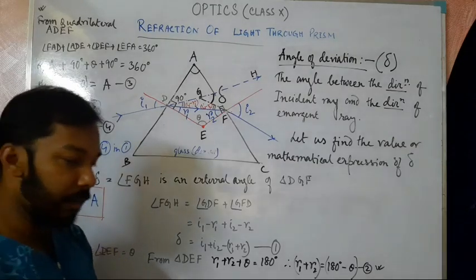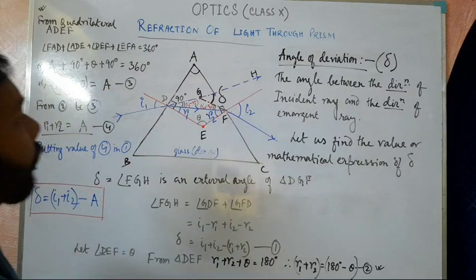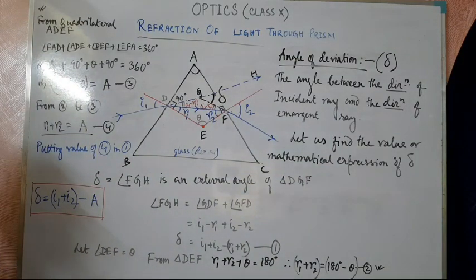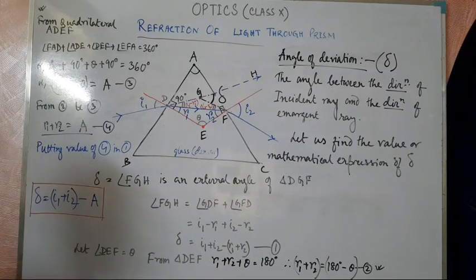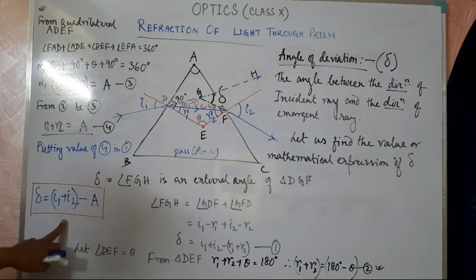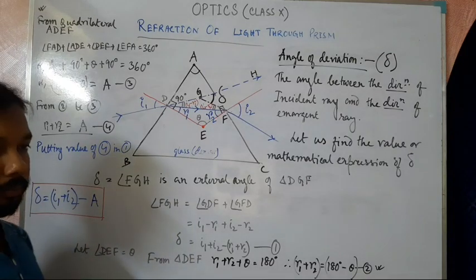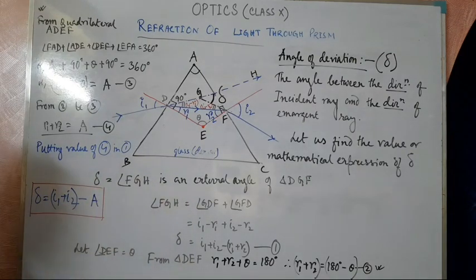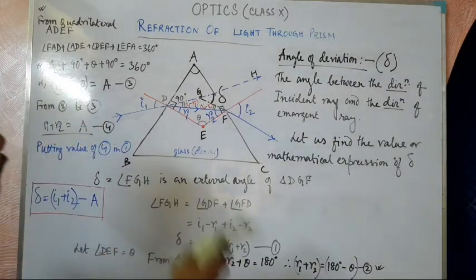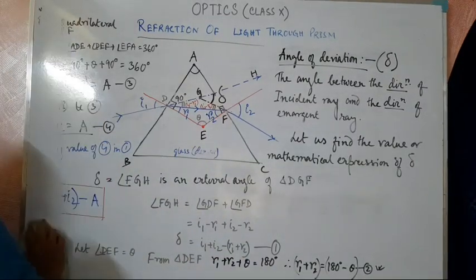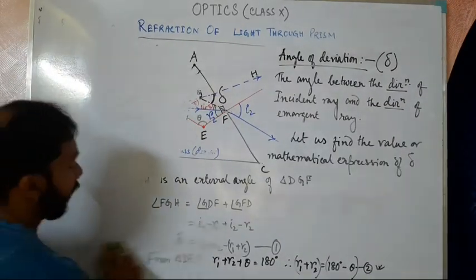Now the last part of our today's class is to find the minimum angle of deviation for a prism. So this is the angle of deviation. You can rewind the video and check the equation, because this equation will be needed afterwards. I am just erasing it. Now we will find the minimum angle of deviation.